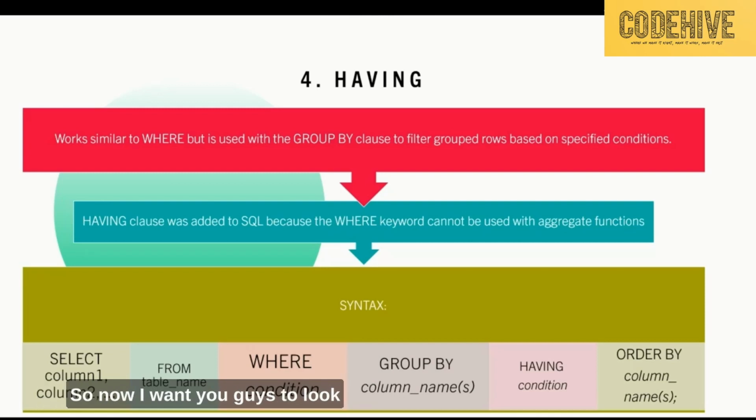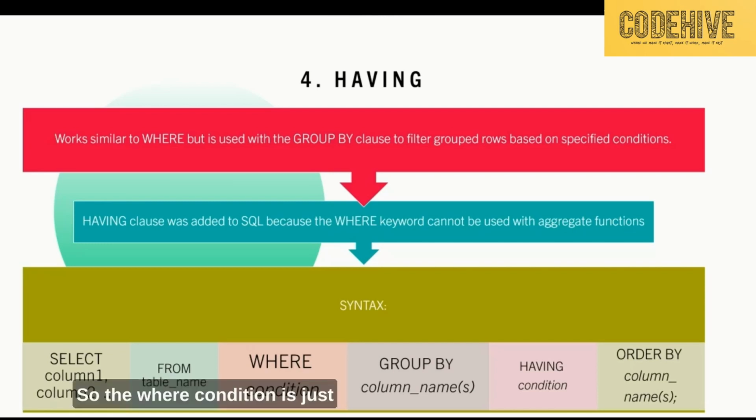So now I want you guys to look at this properly. There are two conditions: the where condition as well as the having condition. But the difference is that the having condition is specifically used with the group by clause, and it's used when you're using your aggregates. So remember in the previous video when I said I'll be going into detail, this is where I'll be going into detail.